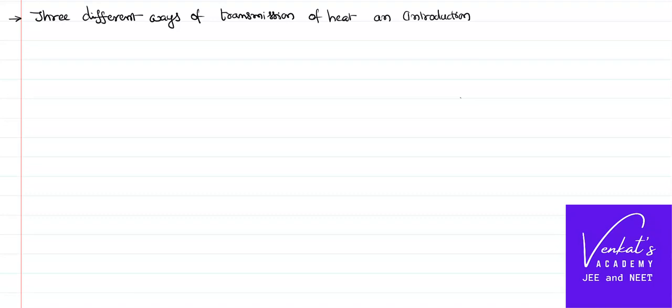Here in this video, we are talking about three different ways of transmission of the heat from one place to another place. The name itself tells you, transmission of the heat means how do you pass heat from one place to another place. We know heat is a form of energy. It satisfies the law of conservation of energy.